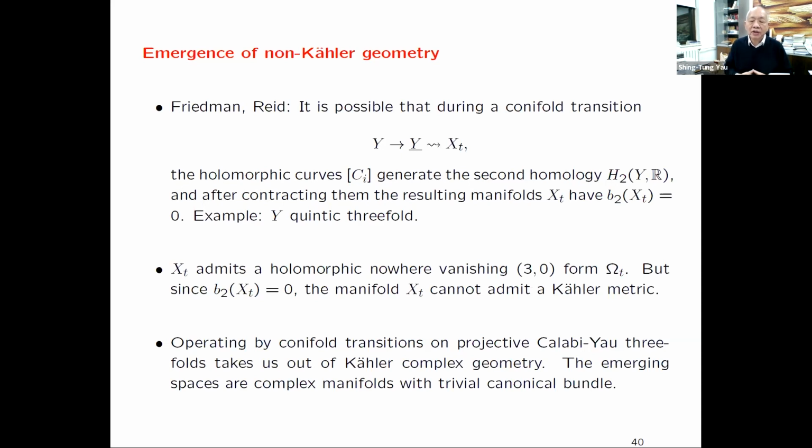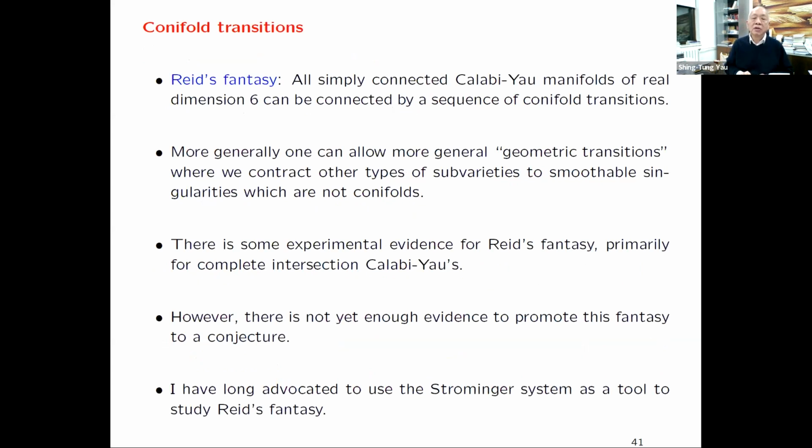And this manifold still admits a holomorphic three-form, but it does not admit any Kähler metric because the second Betti number is equal to 0. So these are called conifold transitions that move a Kähler Calabi-Yau to a non-Kähler Calabi-Yau, and it still has a trivial canonical bundle. So the fantasy says that all Calabi-Yau manifolds can be connected in such a form. So it would be interesting to know whether this is true or not.